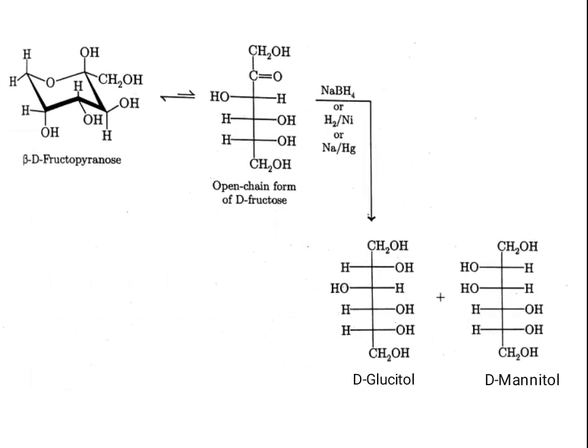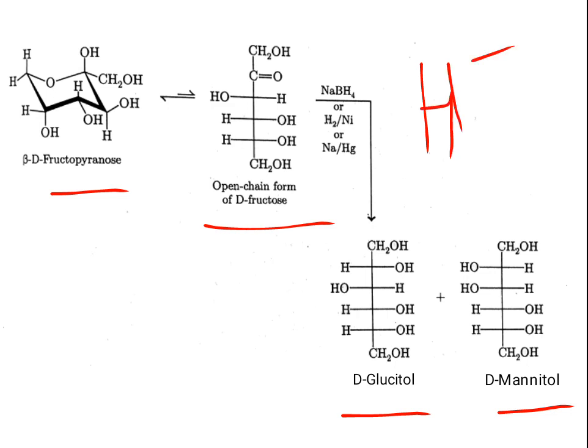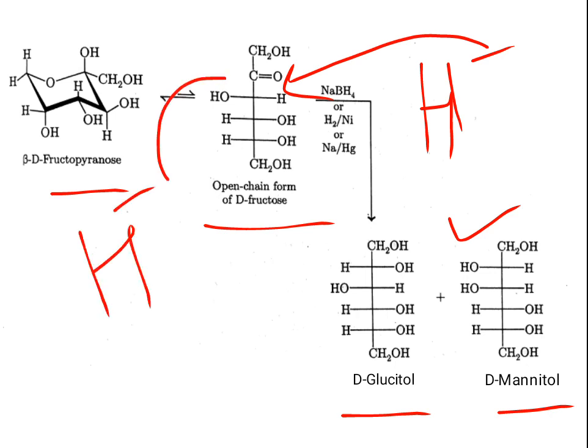Now take beta-D fructopyranose, which is in equilibrium with its open chain form, and then reduce it with sodium borohydride. You will get both glucitol and mannitol. Sodium borohydride basically supplies the hydride ion, H minus. If this H minus attacks from this side, you will get mannitol, and if this H minus attacks from this side, this OH will be on the right hand side, so you will get glucitol.